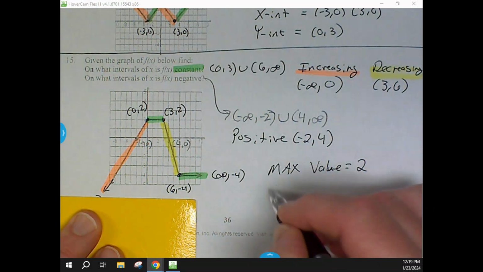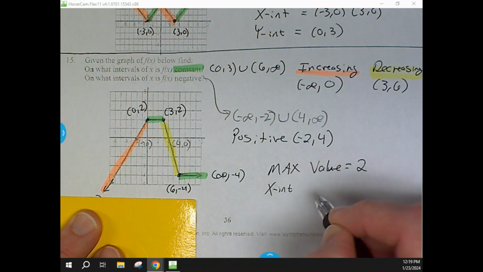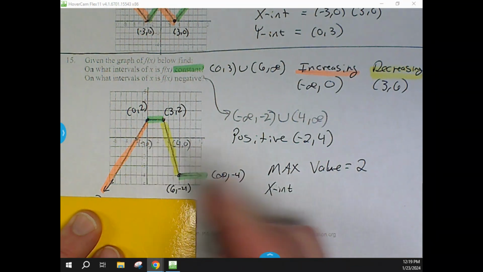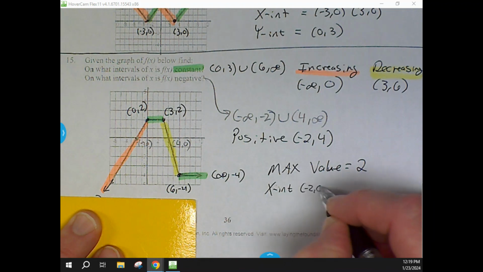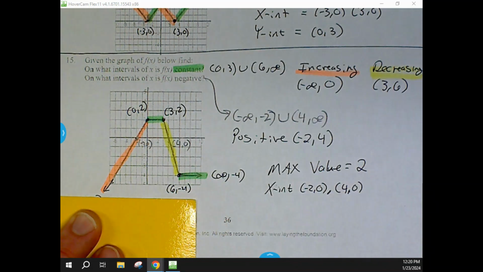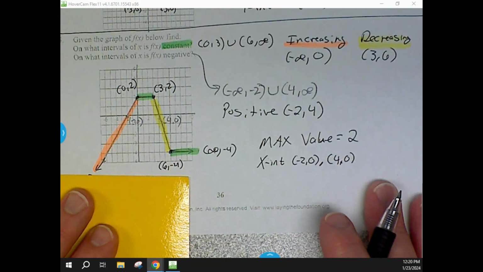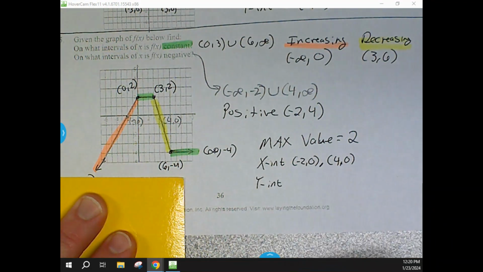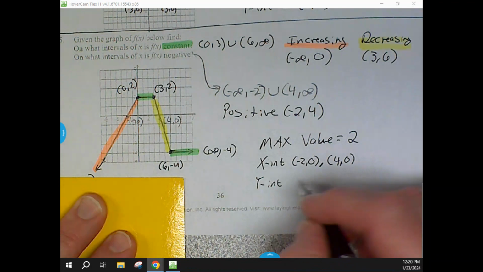Let's see, x-intercepts. It crosses the x-axis there and there. So it's negative 2, 0, and 4, 0. I think in MathXL, they always say just put a comma between those two. So if you've got multiple answers, you put a comma in between them. And then the y-intercept will be just that one number there that's at 0, 2.